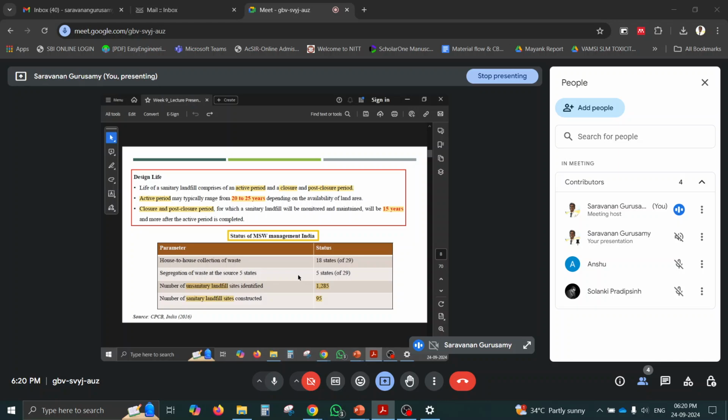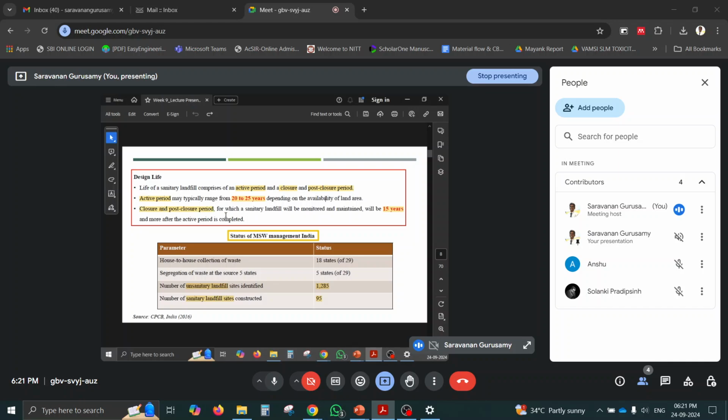So it may be around the next 50 years or the next 20 years that it will accommodate the municipal solid waste from Tiruchirappalli. That's a simple calculation we can do. So our active period is until closure, how many days it will accommodate the solid waste. That's called the active period, 20 to 25 years depending on the availability of land area. Once the land area and the height are over, we have to close the landfill and choose some other area for landfill construction. Okay, that's called the active period.